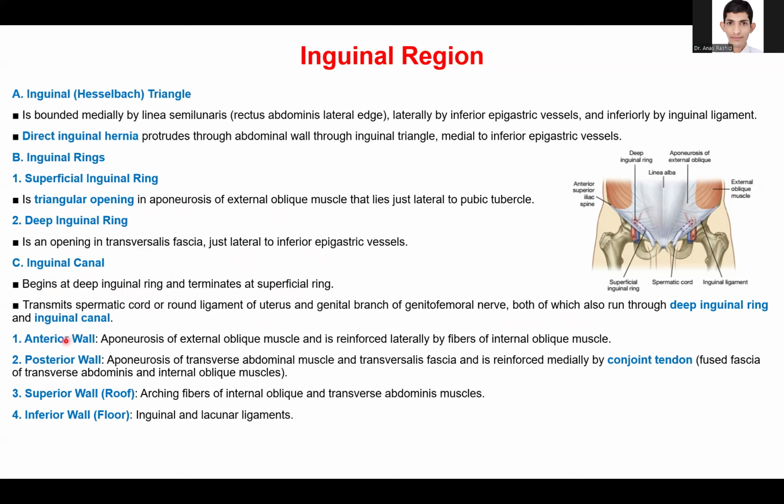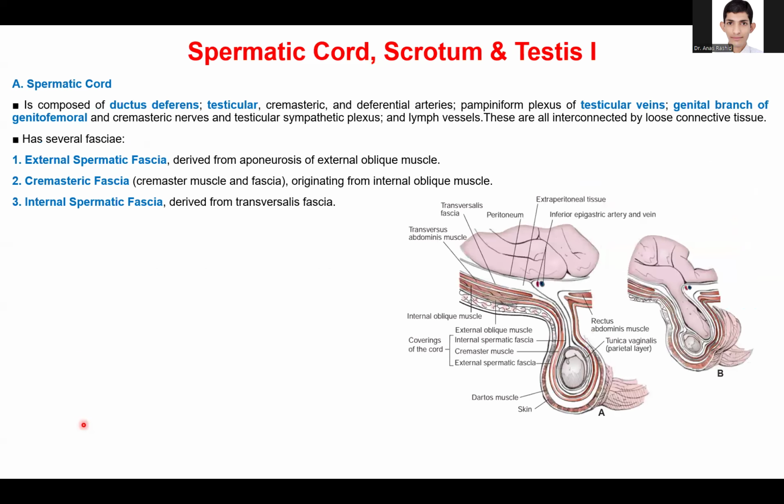We have four walls: anterior wall, posterior wall, superior wall, that's the roof, and inferior wall, that's the floor. Spermatic cord is composed of ductus deferens, testicular, cremasteric, and deferential arteries, pampiniform plexus of testicular veins, genital branch of genitofemoral and cremasteric nerves, testicular sympathetic plexus, and lymph vessels. These all are interconnected by loose connective tissue.